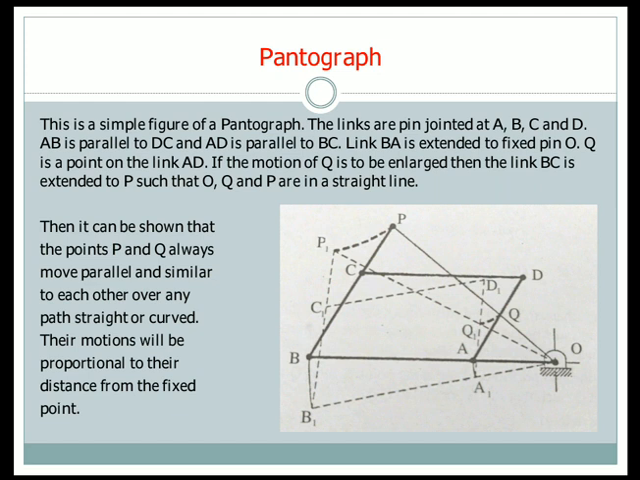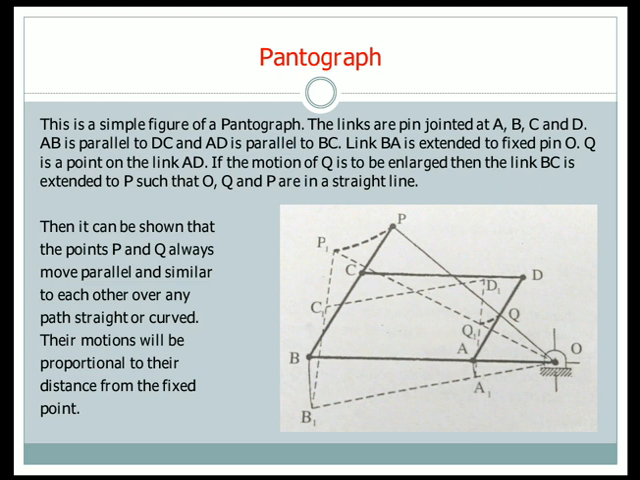So AB is parallel to DC and AD is parallel to BC. Link BA is extended to fixed point O. Q is a point on link AD. So from the figure, Q is a point on link AD on the link OP. So it is the intersection of OP and AD.